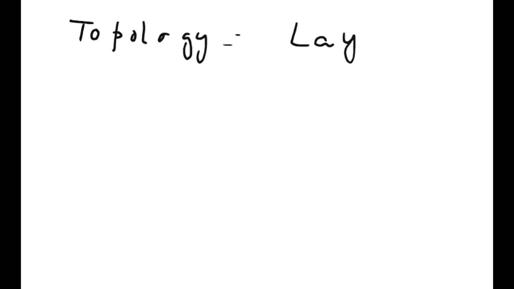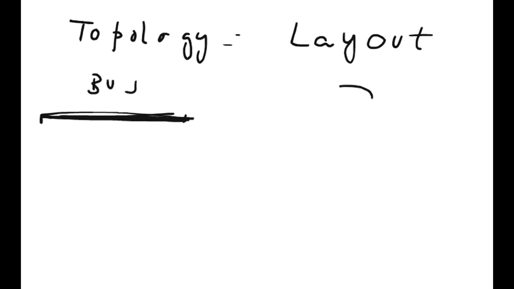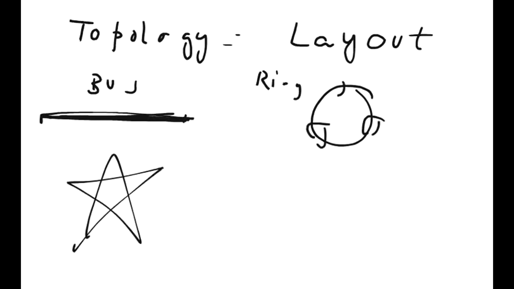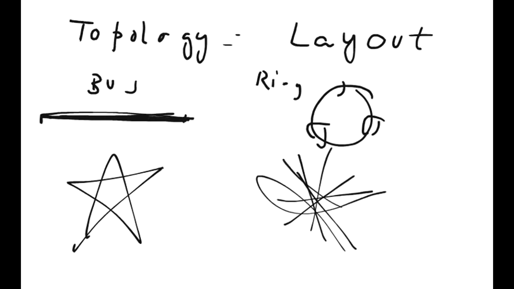That is how our computer network is laid out. There can be different kinds of topologies in which your computer network can be laid out. Number one is bus topology. Number two is ring topology. Number three is star topology. And you can also have mesh topology. And these are the four major types of topologies we can use to lay out our networks.